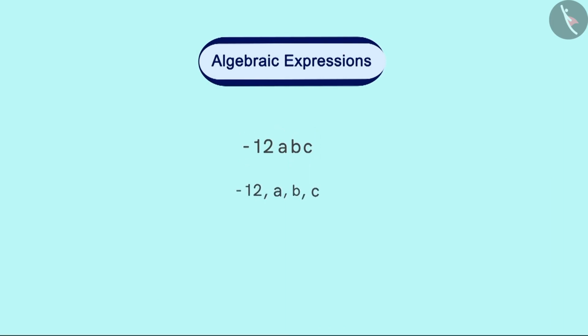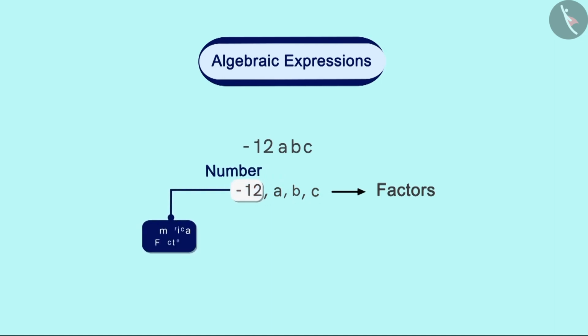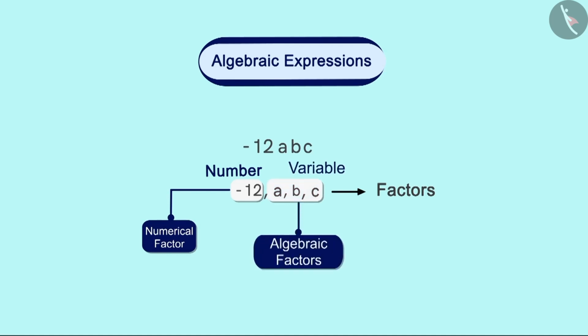So we can say that minus 12, a, b, c are the factors of this expression. Now let's look at these four factors. The first factor, minus 12, is a number, so we call it a numeric factor. And the remaining three factors, a, b, c, are variables, and we call them algebraic factors.